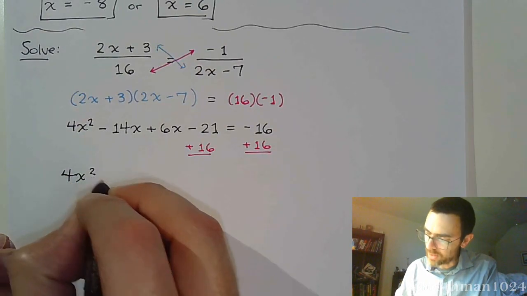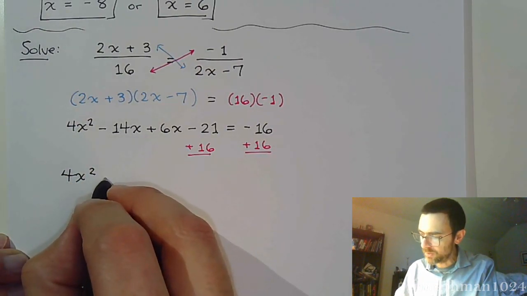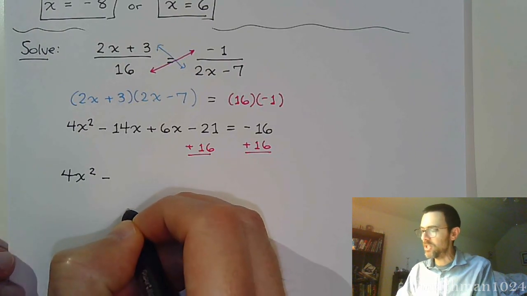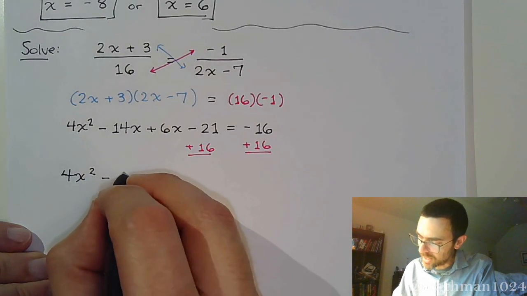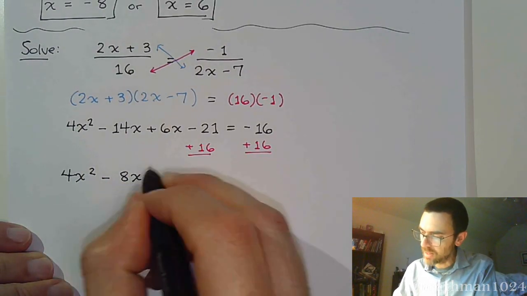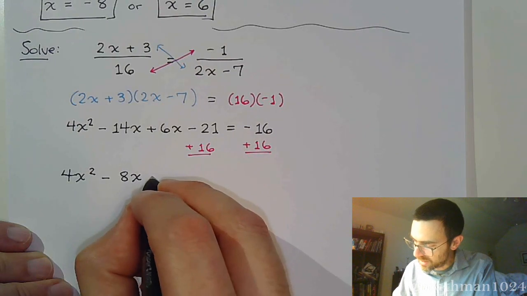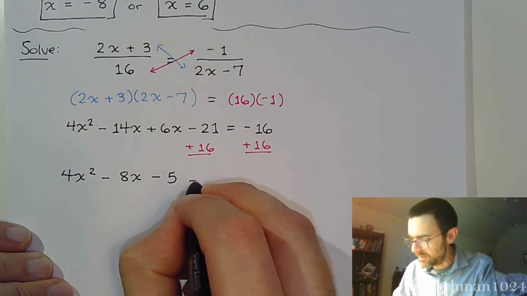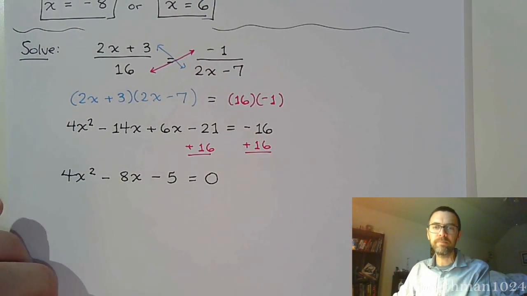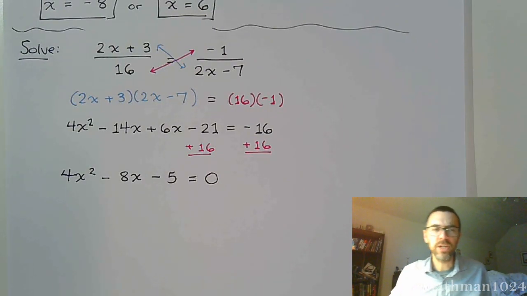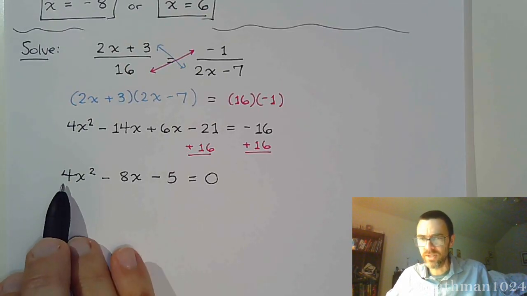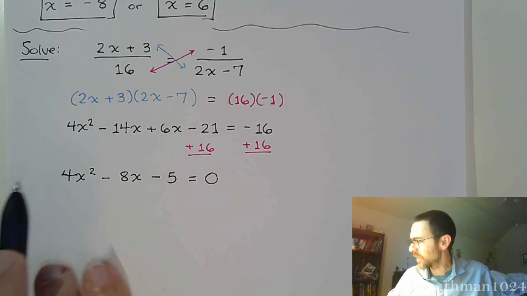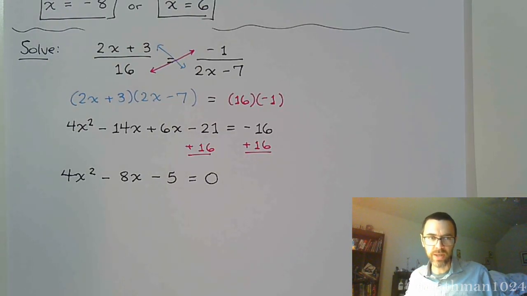Alright, so we have 4x squared. Combining these two terms right here gives me, oh man, I'm getting nervous. I'm afraid I'm going to make a mistake. Negative 14x plus 6x is minus 8x. Negative 21 plus 16 is minus 5. Okay? And then from here, it's just going to be a matter of trying to factor this guy. Oh man, this lead coefficient is not 1, so what are we going to do? I think we should do the AC method.